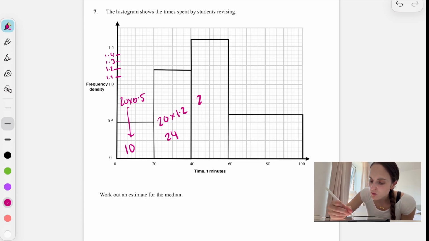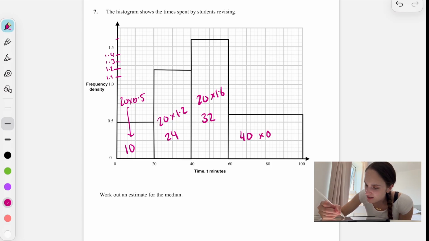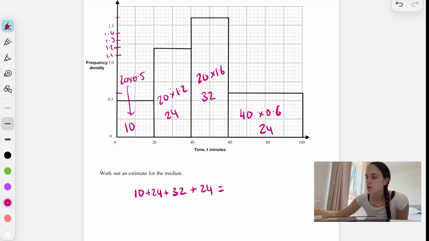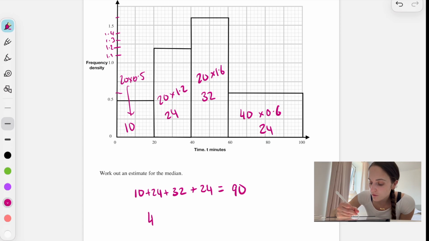The next one we have 20, and I can see that's going to be 1.6. So 20 times 1.6 is 32. And then the last one we have 40 times 0.6. So that's 0.6 there. So 40 times 0.6, that's going to be 24. So the total number of people is going to be 10 plus 24 plus 32 plus 24. And that's going to be equal to 90. The median is the middle student, so we're actually looking for the 45th student. So now the aim of the game is to work out where the 45th student is.